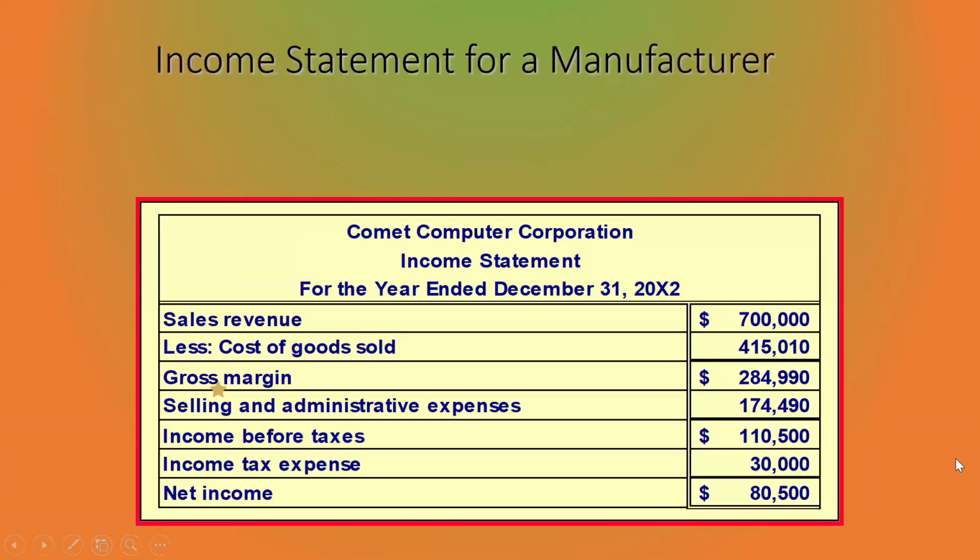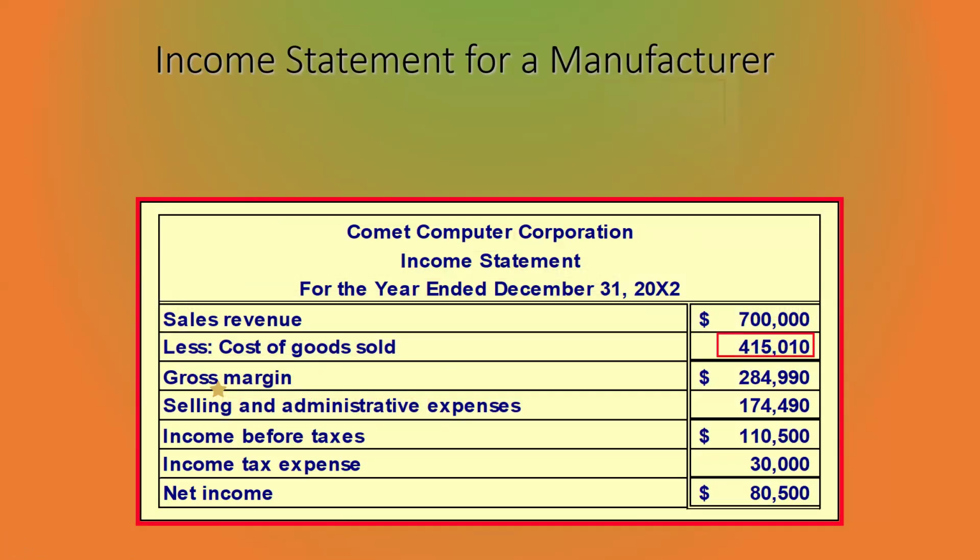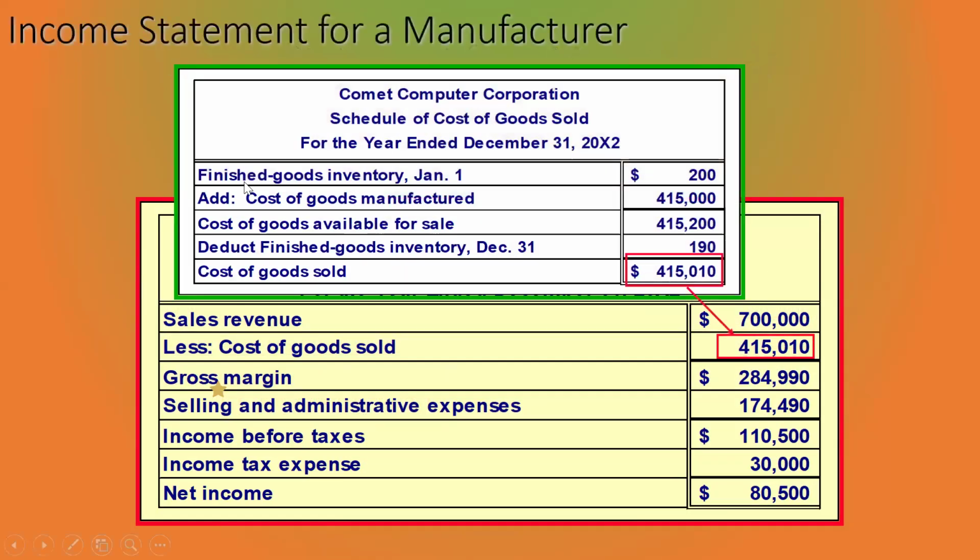Then, while calculating cost of goods sold, you can see that here we have the pro forma of cost of goods sold. Here we add finished goods opening inventory to cost of goods manufactured, and then we deduct finished goods closing inventory in order to get cost of goods sold. So you can see here we have cost of goods sold.